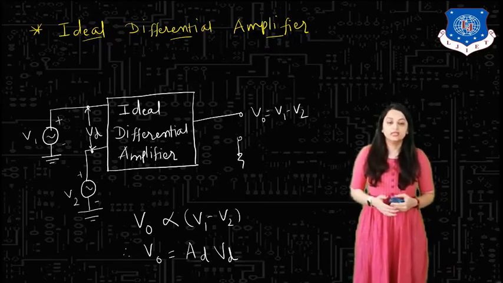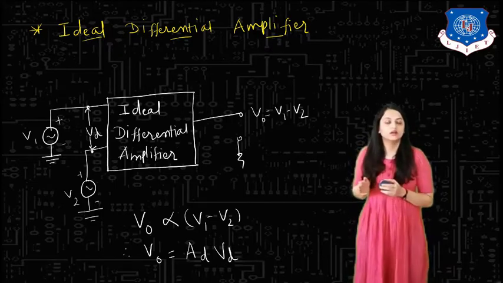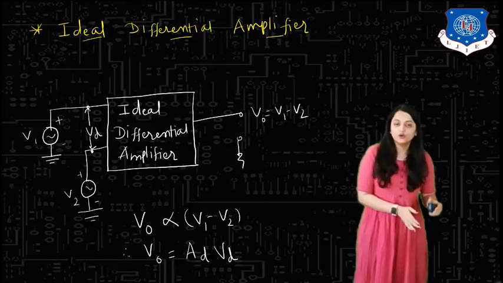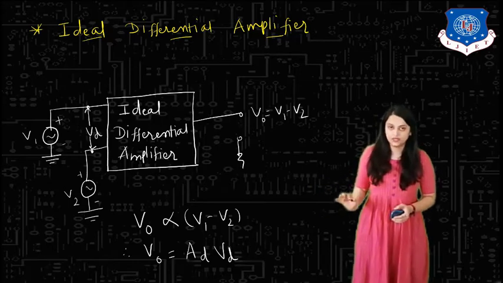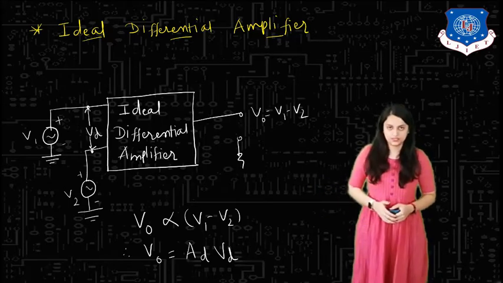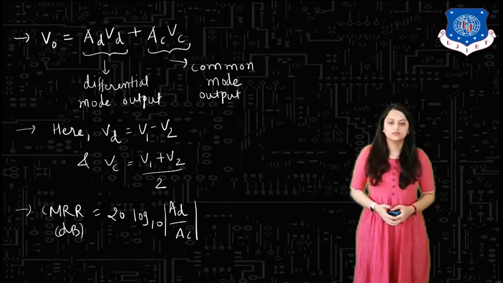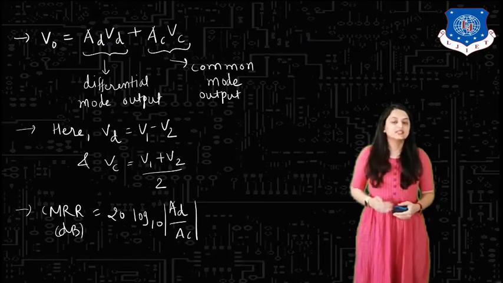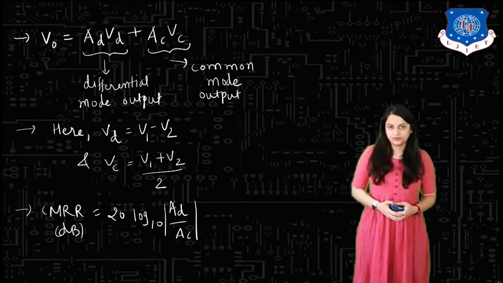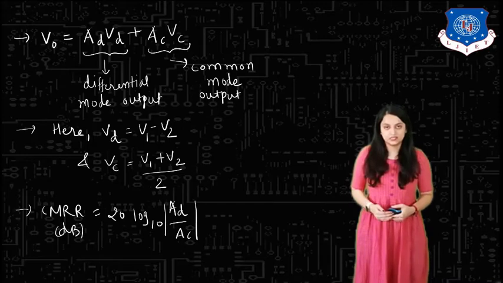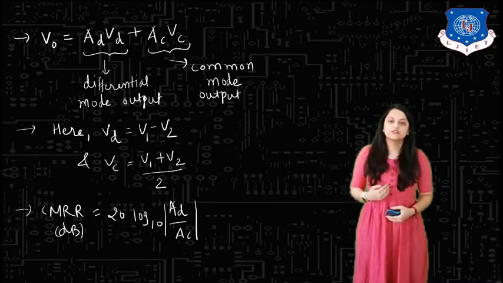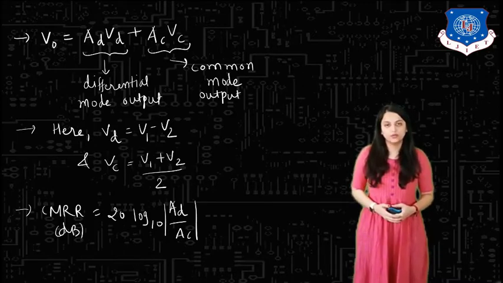That means the ideal case of the op-amp says that the output should be directly proportional to the difference of the input voltages V1 minus V2. Now, let us see the output equation for the differential amplifier. Here the output voltage equation is AdVd plus AcVc. Here AD is the differential gain and AC is the common mode voltage gain, and Vd is the differential voltage and Vc is the common mode voltage.